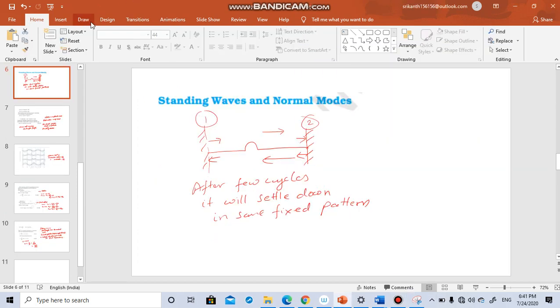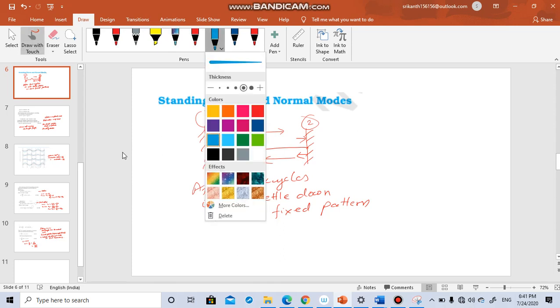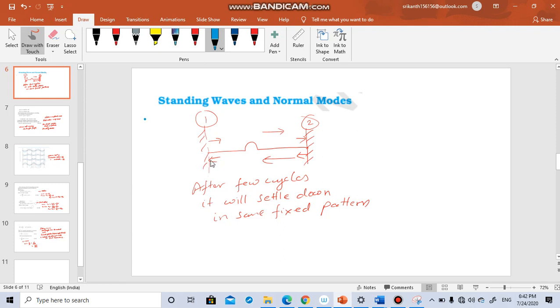So let us now talk about standing waves. You see there is a pulse which is traveling between wall 1 and wall 2. Both are fixed. What will happen? This pulse will go and hit wall 2, then it will return. It will hit wall 1, then it will return, and so on back and forth. It will keep on happening. After a few cycles, it will settle down and arrive at a fixed wave pattern. That is called a standing wave.